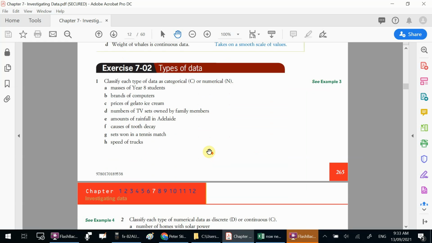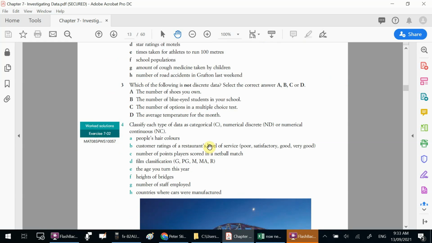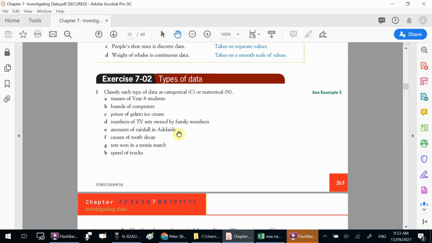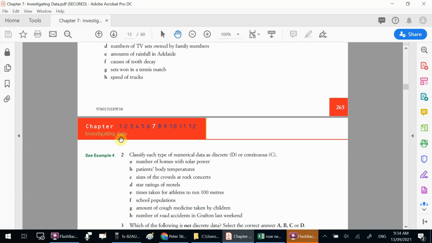Okay, so exercise 702, we're going to do question 1, 3 and 4. Basically, question 1, classifying into categorical or numerical. So you've got to decide whether, firstly, it's numbers or words. Masses means numbers, so that's pretty straightforward. Brands, prices, numbers, amounts, causes of tooth decay, sets 1, speed of trucks. So you'd put question 1A, it's going to be a C or an N. And so for the rest of question 1.